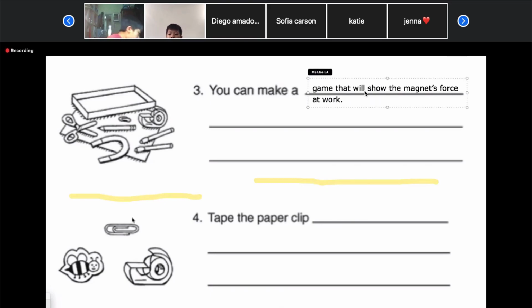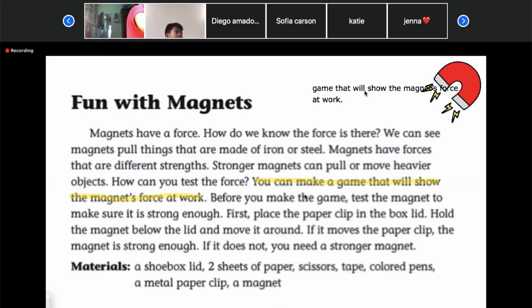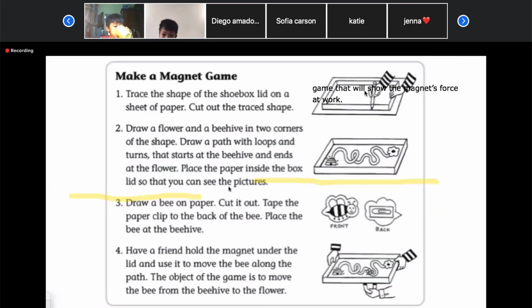All right, and last one. Tape the paper clip. So why don't you let other people have a turn? You can tape the paper clip. Where? I cannot hear you. Where are we taping our paper clip? Tape the paper clip. Where?